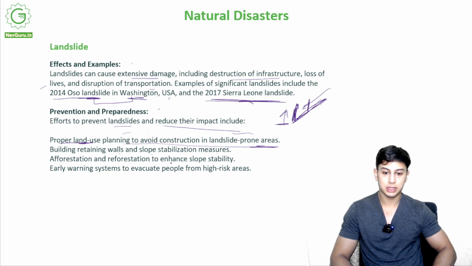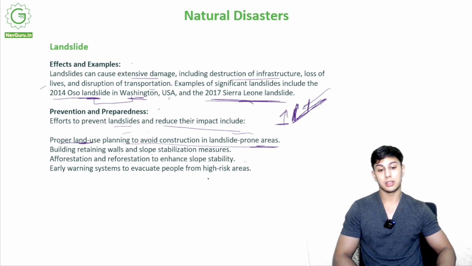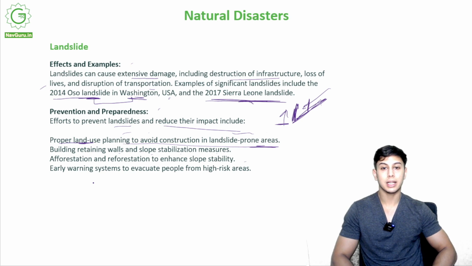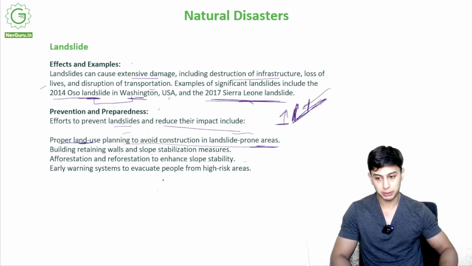Afforestation and reforestation to enhance slope stability. I put more trees, I do reforestation, to ensure slope stability. How? More roots means more binding to the land. Early warning systems to evacuate people from high-risk areas. So if there is a lot of rainfall, if there is some shifting in the land, we have early warning systems that can tell that a landslide is about to occur, and we can prepare. We can evacuate the people, we can prepare.